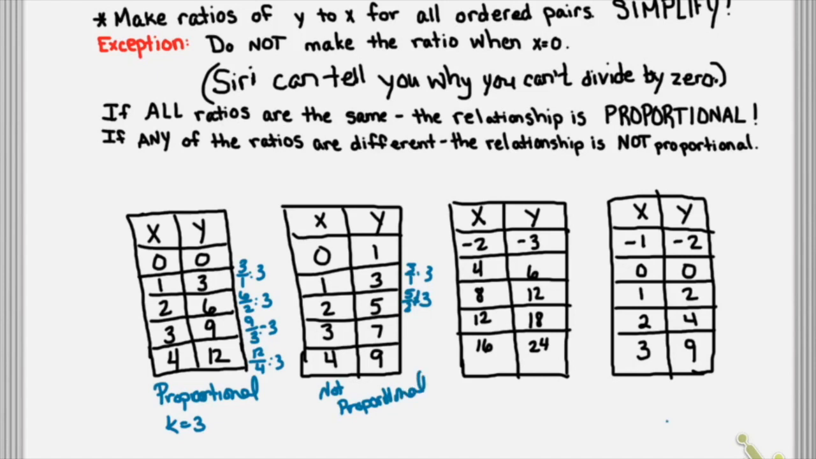The next one, y is negative 3 over negative 2, which equals 3 over 2. The next one we have 6 over 4, which equals 3 over 2. Next is 12 over 8, which equals 3 over 2. 18 over 12, when we divide by 6 on each number, we get 3 over 2. And on the next one, we get 24 over 16. When we divide by 8, we get 3 over 2. So then our k is 3 over 2.